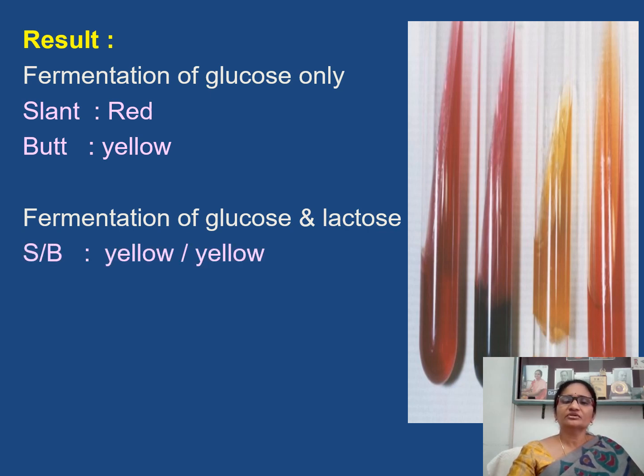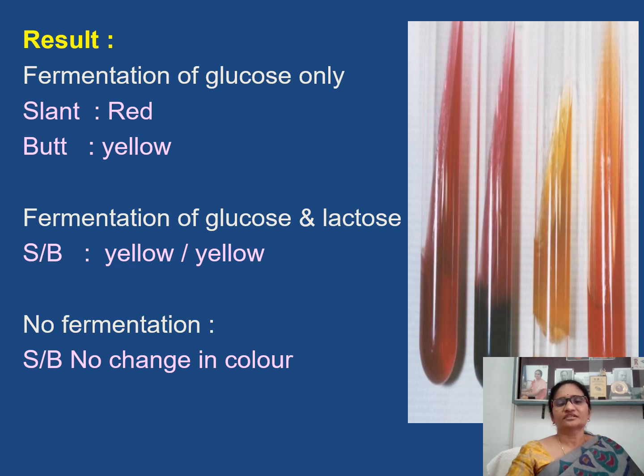And then the second reaction we can see is fermentation of glucose, lactose and sucrose, all the three, if it has the ability to ferment them, you can see a yellow slope with a yellow butt, because all three sugars' fermentation releases acids only, so continuously yellow color, acid production, phenol red is yellow. And third, if there is no fermentation, you can see no change in the color. That means there is no acid production.